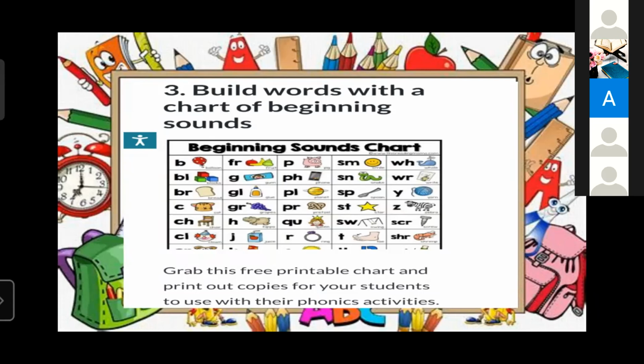So how many strategies or activities till now? The first activity was the anchor chart. The second one was coloring the beginning sound. Number 3, build words with a chart of beginning sounds.